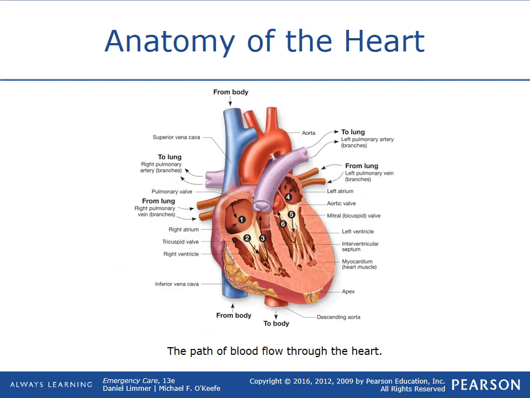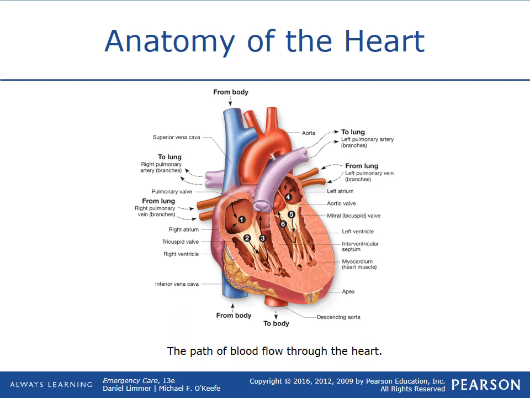And here's a good picture of that flow through the heart. See how it comes in? Those vessels coming into the right atrium are coming from the body. That's the superior and inferior vena cava. And then number 1 is the right atrium.